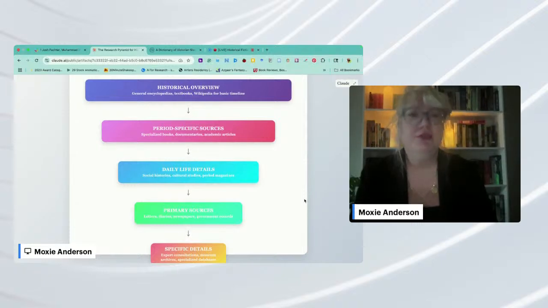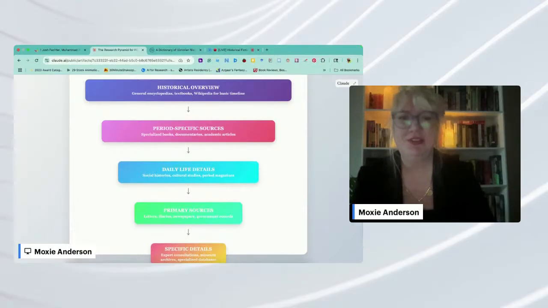And then you can also look to experts. You can get specific details from expert recommendations, from museum archives, and specialized databases. And we'll talk about where you can find these as well as we go through the session.